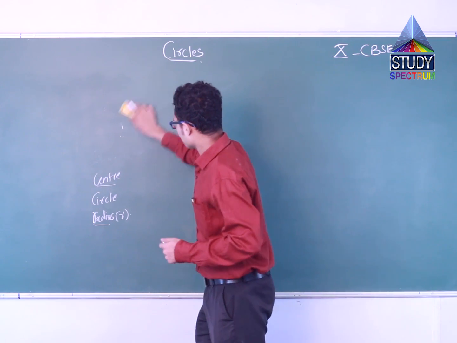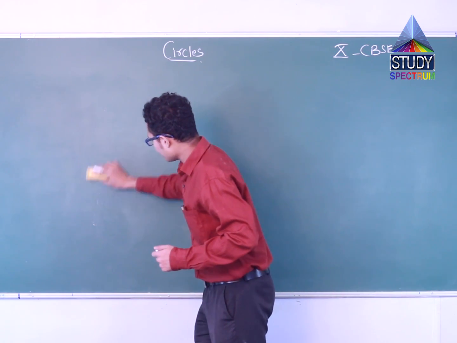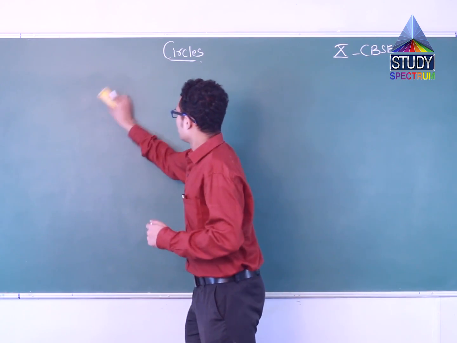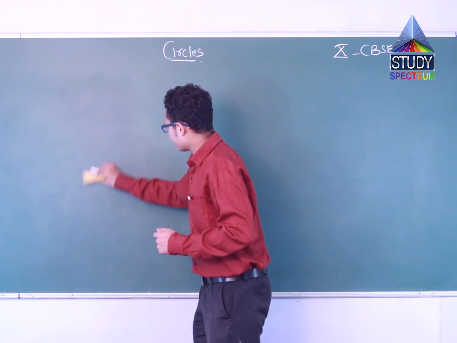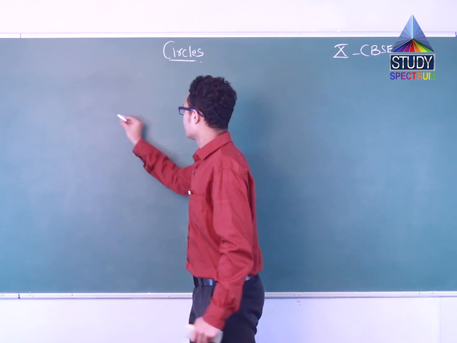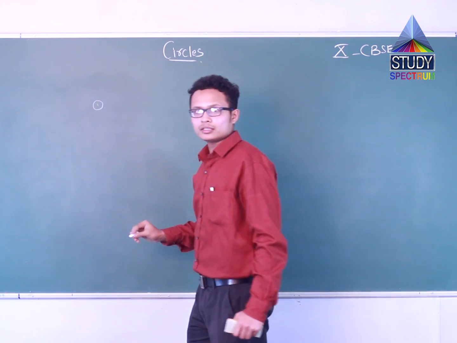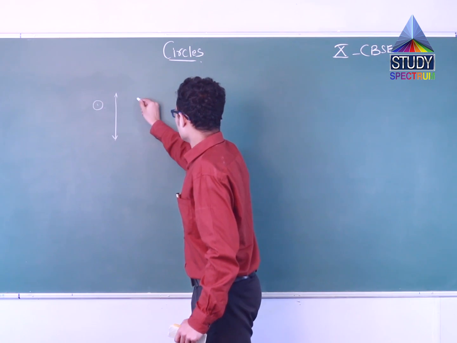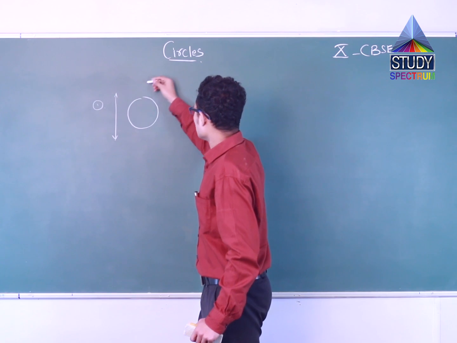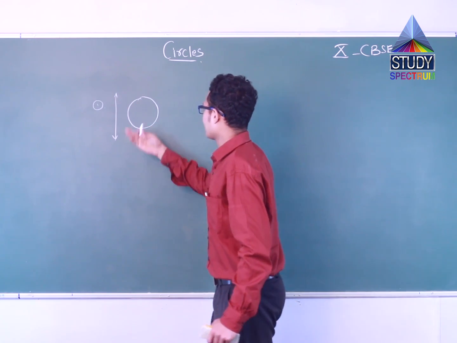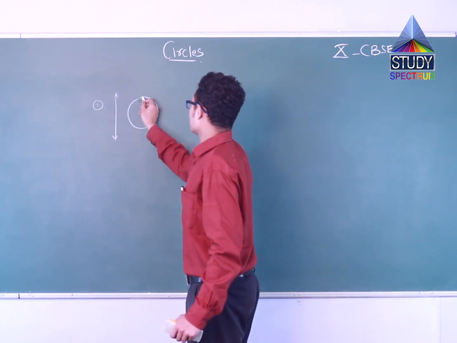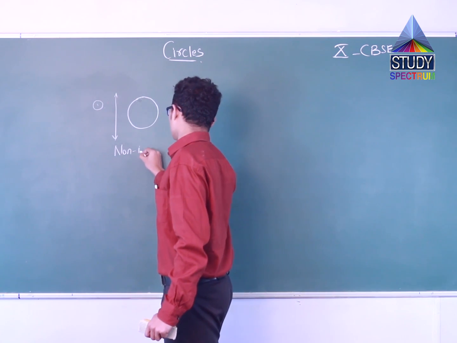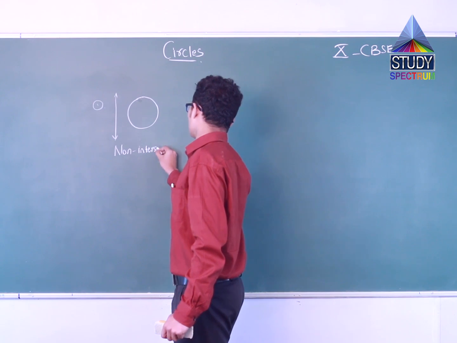Now, when I take a circle and a line and find out what the circle and line form, I'll have three cases. Case 1, the line could be not touching anywhere, just lying outside of the circle like this, or anywhere. The line could be anywhere. This line and circle form a non-intersecting pair.